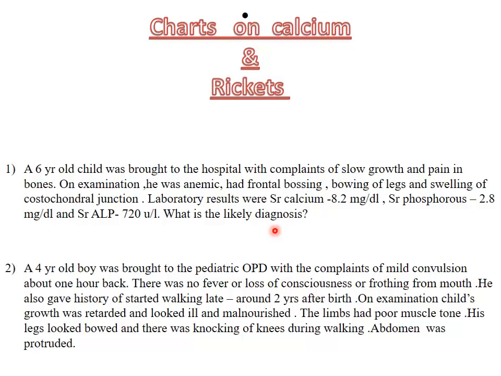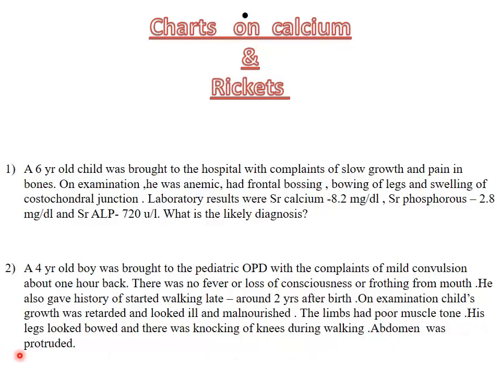Anemic. See, vitamin D also has an effect on the immunohematopoietic system. That is, it is going to inhibit the B lymphocytes, T lymphocytes, the precursor monocytes, all cells. So due to which this presentation is there. Frontal bossing is another feature. Bowing of legs, swelling of costochondral, what is this? Rickety rosary. And finally, the laboratory result shows the phosphorus is less, calcium is less. Phosphorus normal level is 3.5 to 5.5, so this is decreased. ALP is much higher, 720, where we consider up to 350 to 400 as normal. So it's much raised.